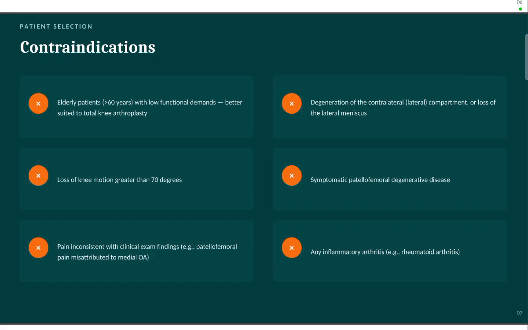Contraindications of HTO, high tibial osteotomy. HTO is not done in elderly patients, patients with less than 70 degrees of knee range of motion, patients with patellofemoral joint issues, patients who have lateral compartment isolated arthritis, patients who have degenerative diseases of patellofemoral joint, and also the patients who have arthritis because of the inflammatory conditions like rheumatoid arthritis.